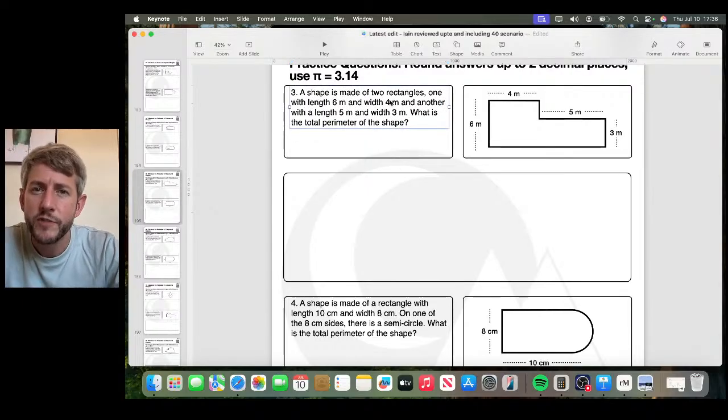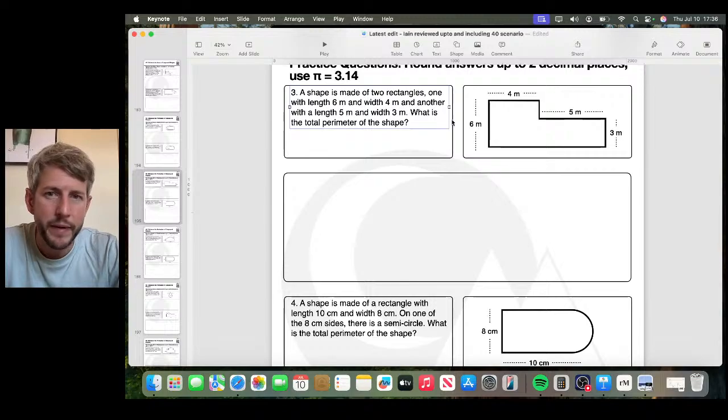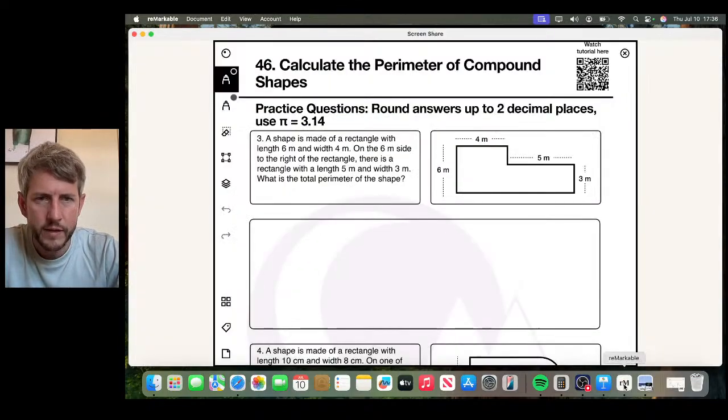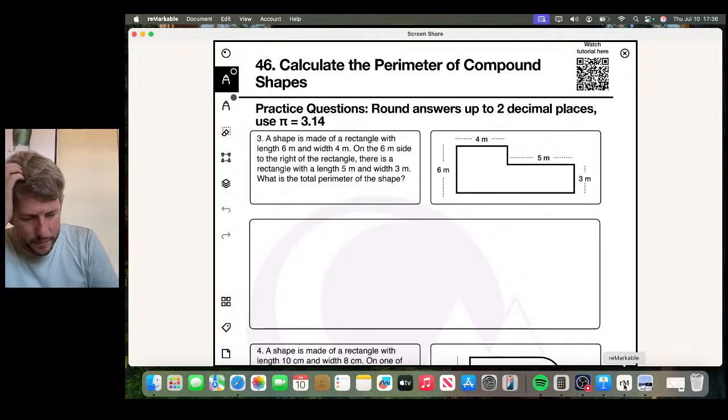A shape is made of 2 rectangles, one with length 6 meters and width 4 meters, and another with length 5 meters and width 3 meters. What is the total perimeter of the shape? Okay, so here we go. So it's all the same though. So here we can work this out.